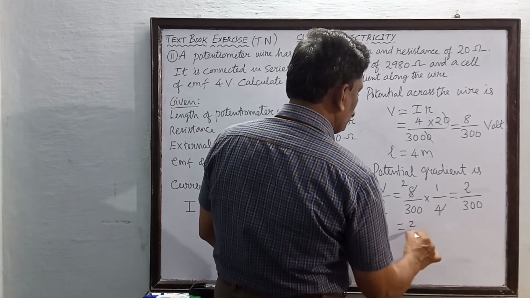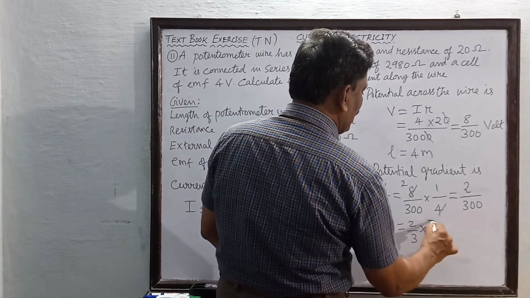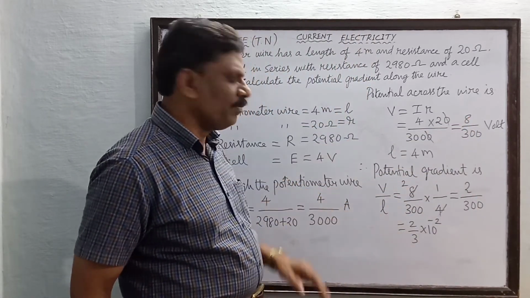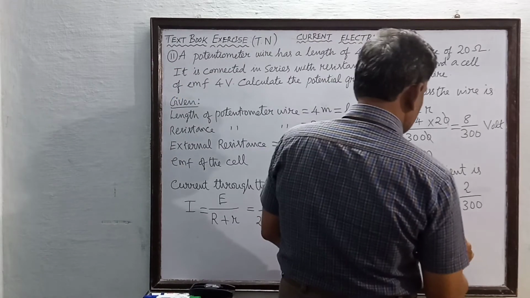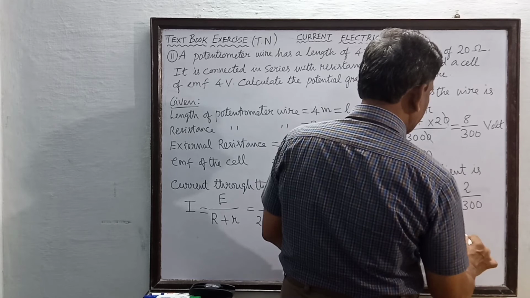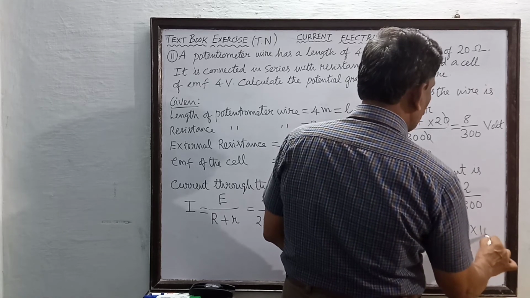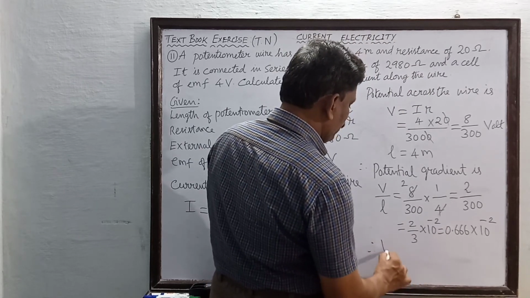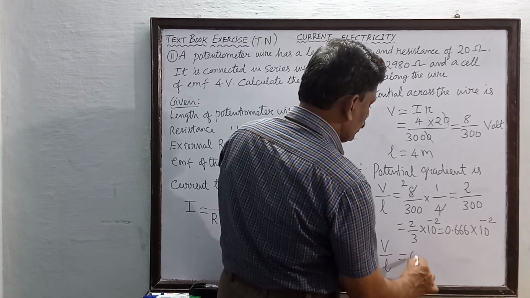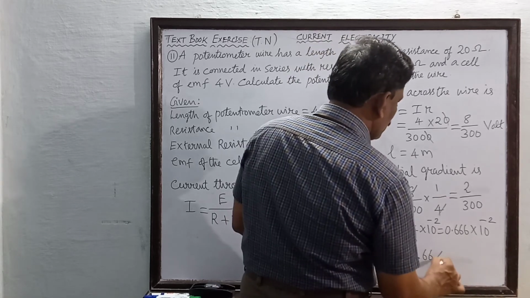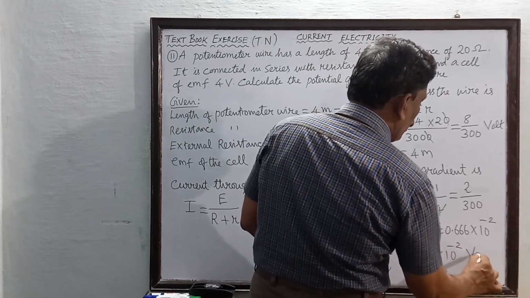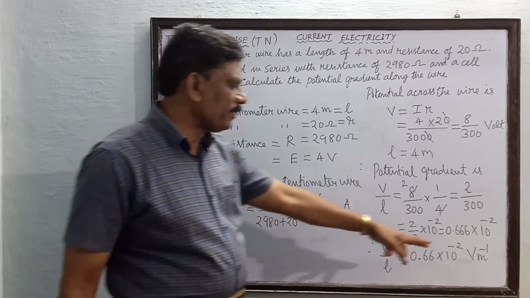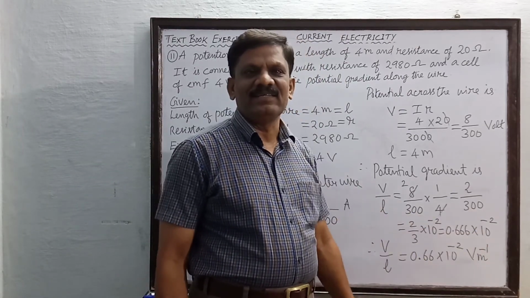2 divided by 300 can be written as 2 by 3 into 10 power minus 2, since 1 by 100 is 10 power minus 2. Now 2 by 3 means 0.6 will be recurring, is it not? So this is equal to 0.666 into 10 to the power of minus 2. Therefore V by L is equal to 0.66 recurring into 10 to the power of minus 2 volt per meter. Potential difference is in volt and length is in meter, so volt per meter is the unit for potential gradient. Okay, fine.